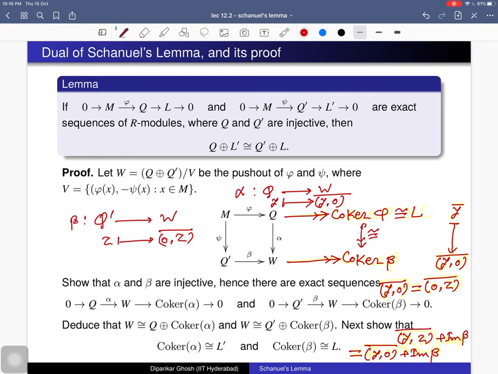Thus we have an isomorphism here, and we have already argued that co-kernel of phi is isomorphic to L because of this short exact sequence. In a similar way one can prove that co-kernel of alpha is isomorphic to L prime. So using these two isomorphisms one can get this isomorphism.